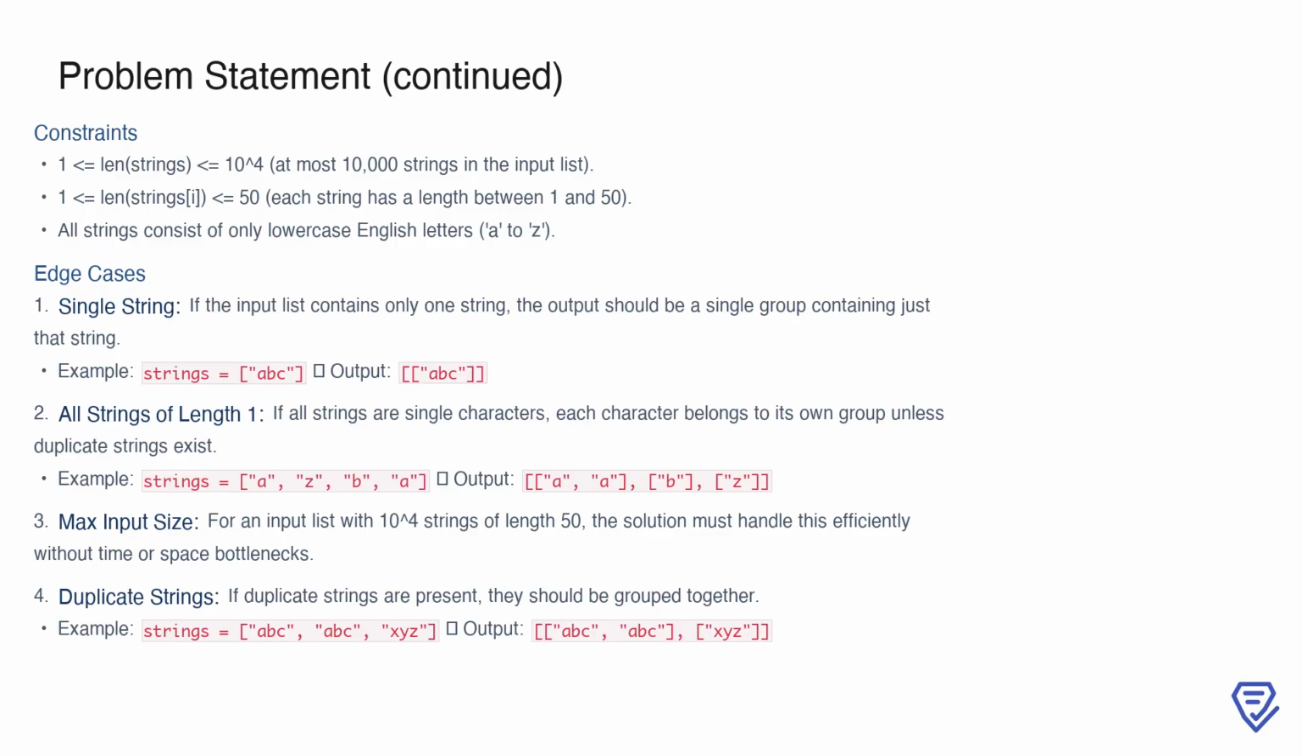If all strings are single characters, each string will be its own group unless duplicates exist. For instance, Z, B, would result in B, Z. Duplicate strings must always be grouped together, such as in ABC, ABC, XYZ, which outputs ABC, ABC, XYZ. These considerations ensure your solution works for all possible scenarios.